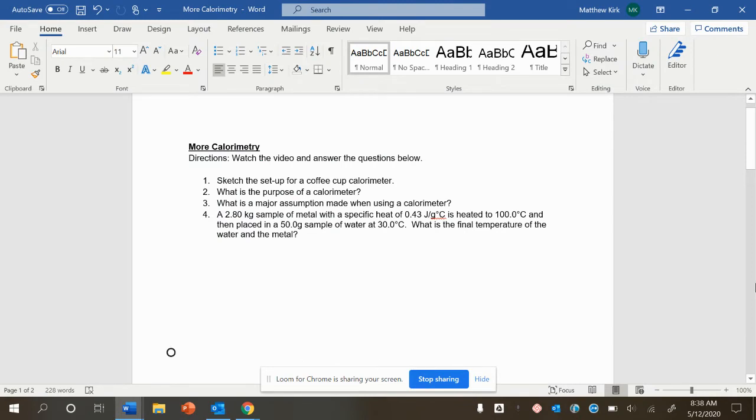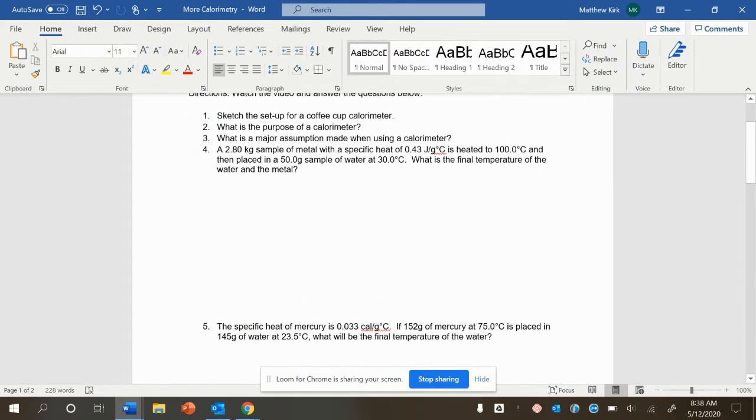All right. So we have a 2.80 kilogram sample of metal with a specific heat of 0.43 joules per gram times degree Celsius. We heat it up to 100 degrees Celsius and then place it in a 50-gram sample of water at 30 degrees. What is the final temperature of the water and the metal?